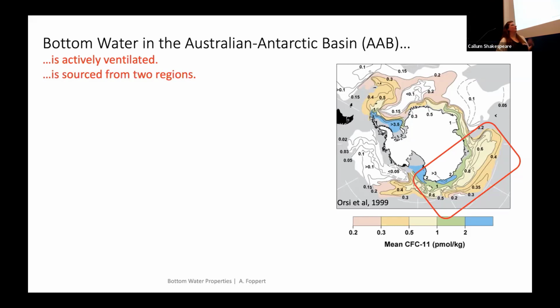And so CFCs are a chemical that's in the atmosphere. So it reflects that those blues have been recently in contact or in communication with the atmosphere. So you could imagine that a map of deep oxygen would look very similar. So active ventilation from those two different sources.